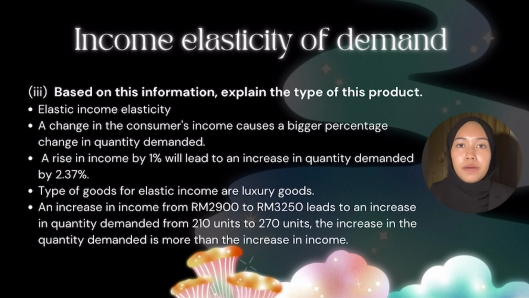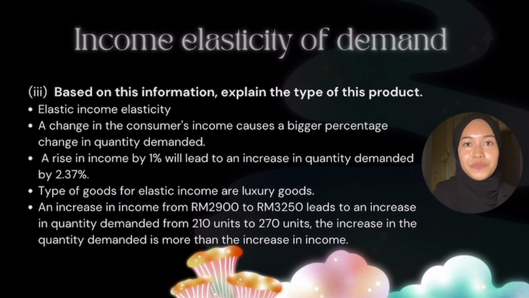A rise in income by 1% will lead to an increase in quantity demanded by 2.37%. An increase in income from 2,900 ringgit to 3,250 ringgit leads to an increase in quantity demanded from 210 units to 270 units. As people's income rises, they may choose to buy more of these luxury goods, sometimes even disproportionately increasing their spending on such items.